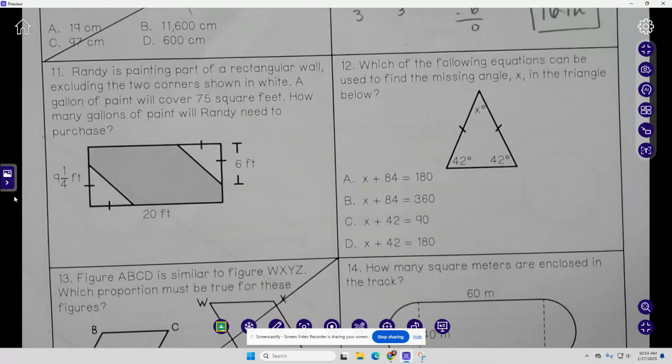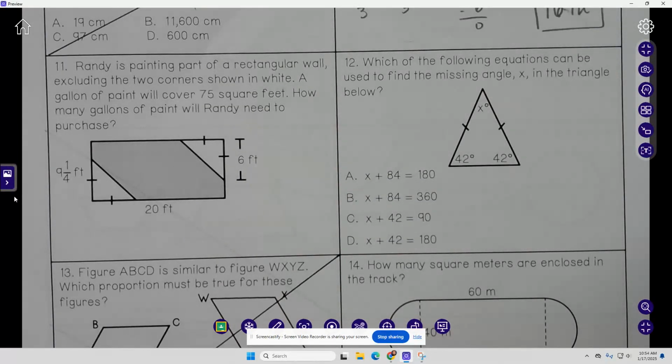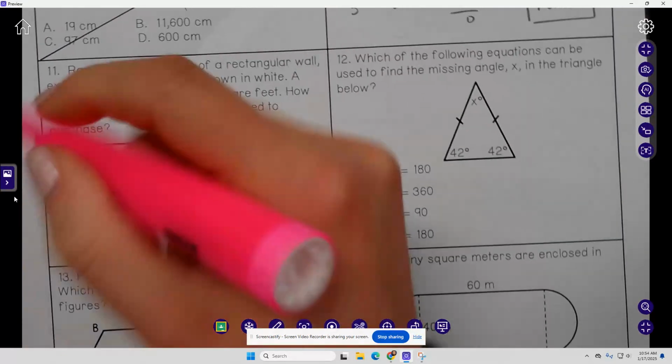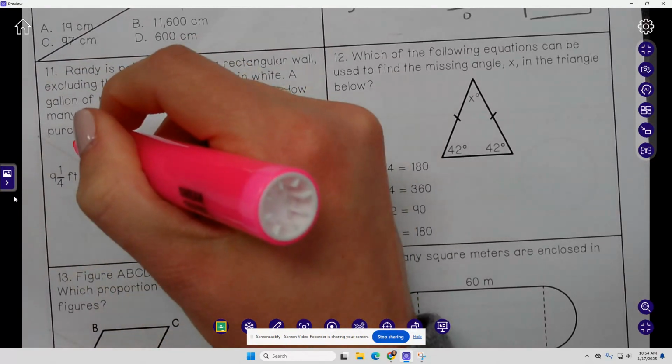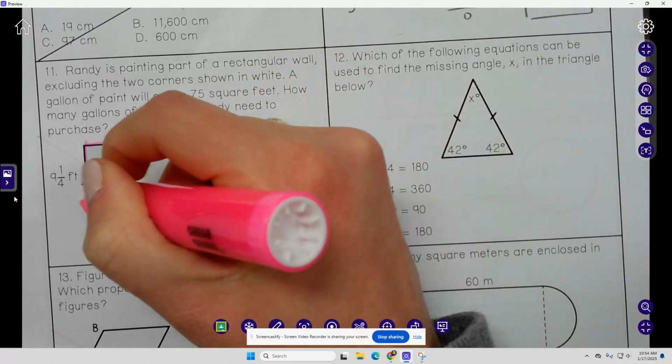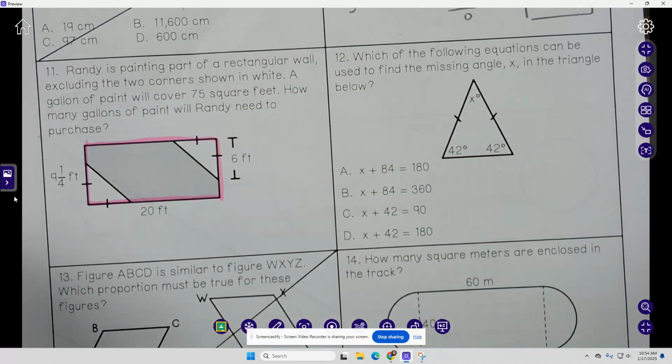Number 11, Randy is painting part of a rectangular wall, excluding the 2 corners shown in white. A gallon of paint will cover 75 square feet. How many gallons of paint will Randy need to purchase? So I have 2 shapes here. I have a rectangle and I have two triangles.